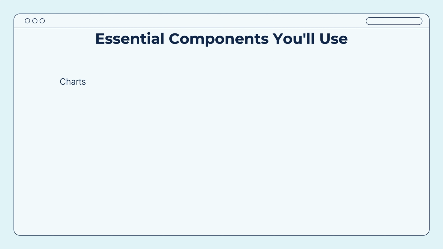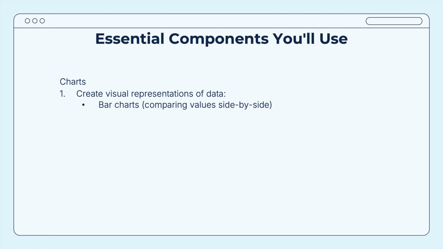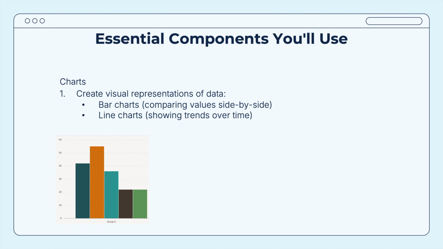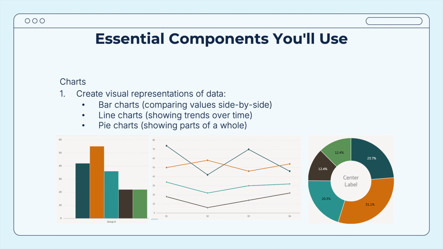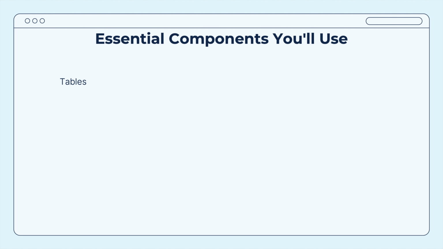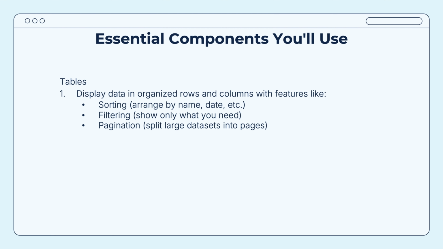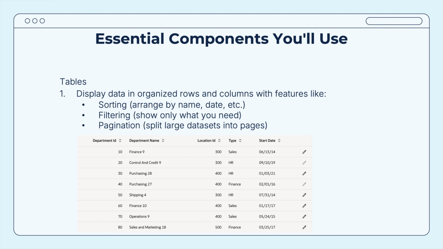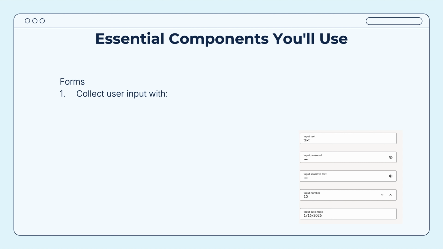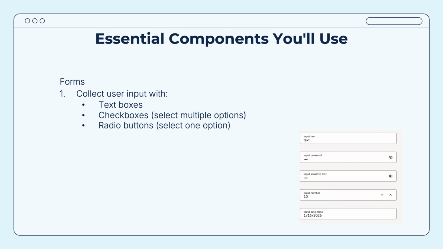Essential components you'll use. Charts. Create visual representations of data, like bar charts comparing values side by side, line charts showing trends over time, pie charts showing parts of a whole. Tables. Display data in organized rows and columns with features like sorting, arrange by name, date, etc., filtering, show only what you need, pagination, split large datasets into pages. Forms. Collect user input with text boxes, checkboxes, select multiple options, radio buttons, select one option, drop-down menus.